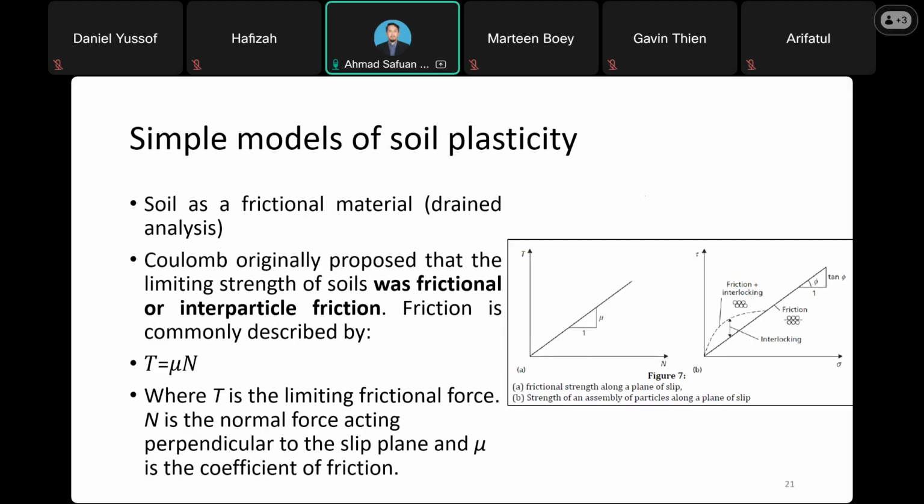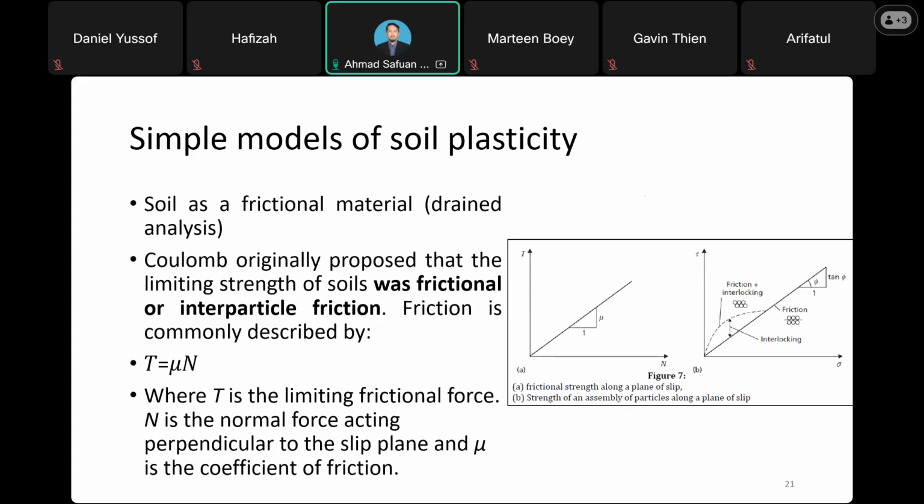Okay, soil as a frictional material, so it is more related to the sandy type of material. Then we explain it as a drained approach. Coulomb originally proposed that the limiting strength of the soil was frictional, or interparticle friction. So you have heard about the phi. Phi is considered as the interparticle friction.